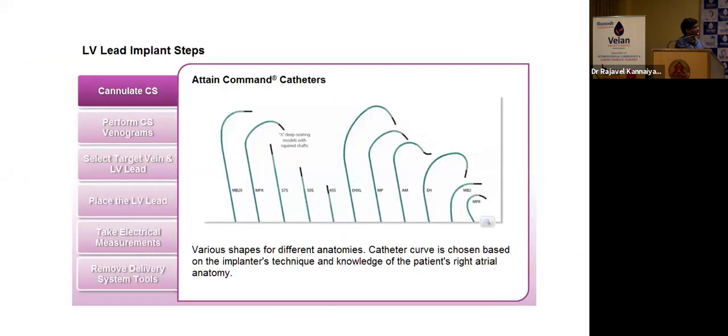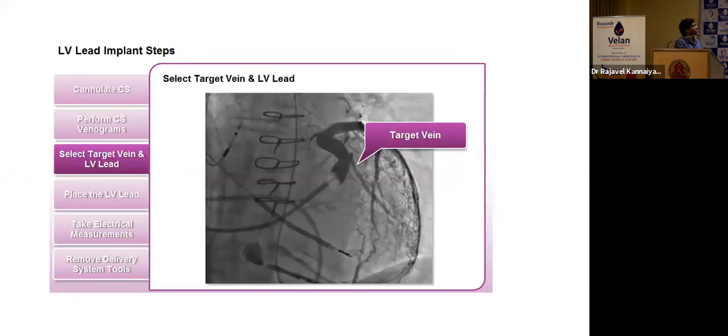So these are the various tools available for cannulating the CS. These are the delivery sheaths. They come with different shapes according to the RA sizes. We have to choose, and different companies have different shapes. Next slide. So this is a coronary venogram showing the lateral vein. The target is okay, but it is a little bit thin and it has some angulation at the origin. Next slide.